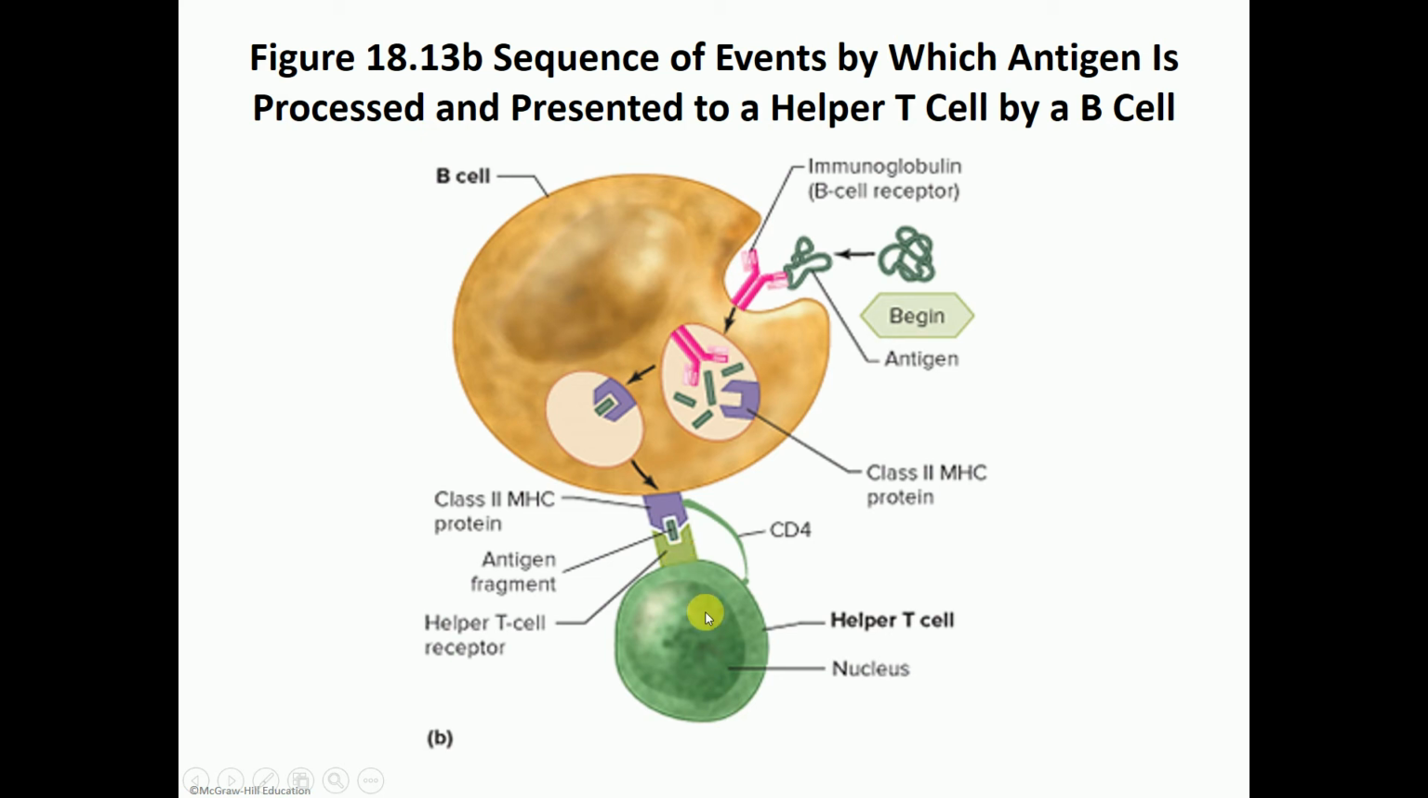And then that class 2 MHC, again, will be identified by the helper T cell, activating it. So these are just different scenarios of how the macrophage and the B lymphocyte act as antigen presenting cells to the helper T cell.